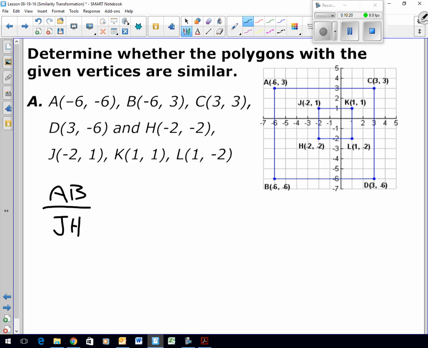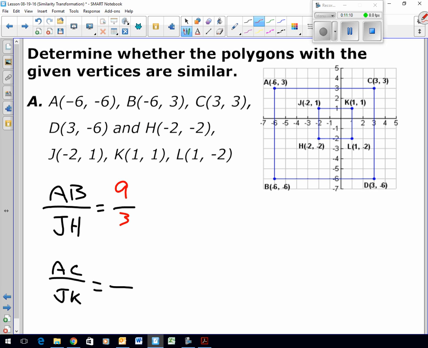Then I'm going to take the top side, AC, and put it over JK. You got me? I'm going to put it as a fraction. Think very practically. How far is it from A to B? What is that side length? How do you do that? You just count. 1, 2, 3, 4, 5, 6, 7, 8, 9. How far is it from J to H? You count, right? 9 over 3.